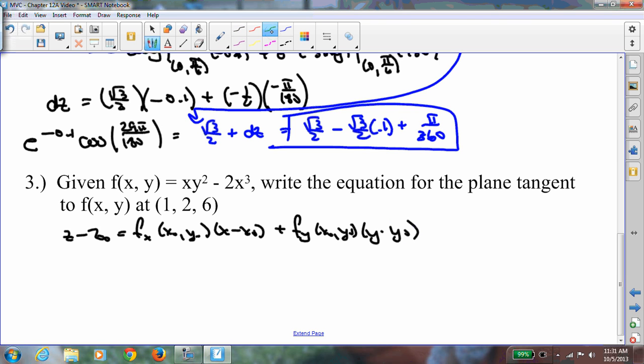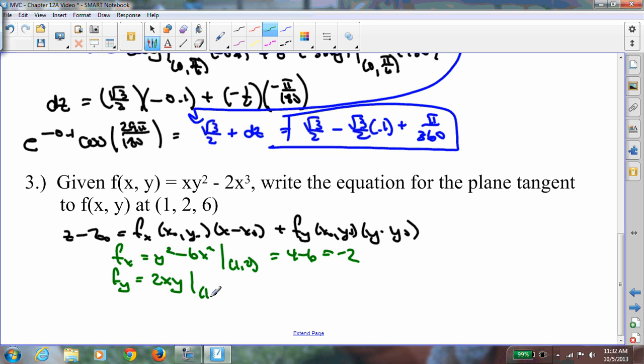So, side work. My partial with respect to x is y squared minus 6x squared. So, evaluated at the point 1, 2, my partial would be 4 minus 6, which is, did I do that right? Y squared minus 6x squared. So that would be 4 minus 6, which is negative 2. I think. 4 minus 6, yeah. Okay, and then my partial with respect to y is equal to 2xy, and evaluated at the point 1, 2, that would be 4. So the equation of my plane is z minus 6 equals negative 2 times x minus 1 plus 4 times y minus 2.